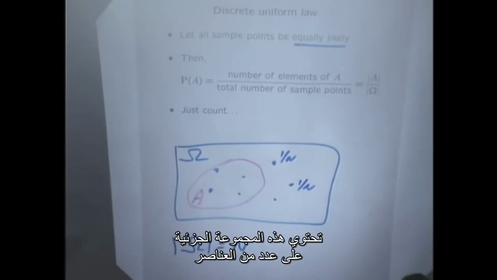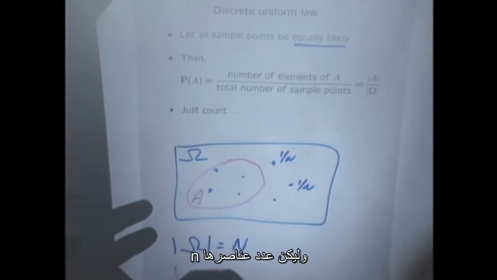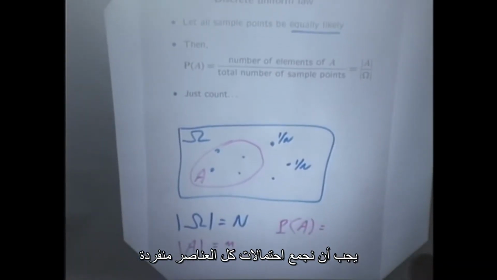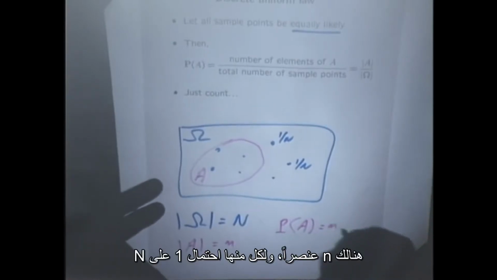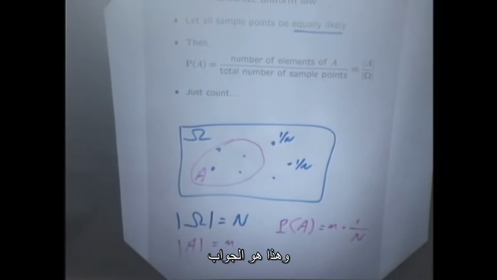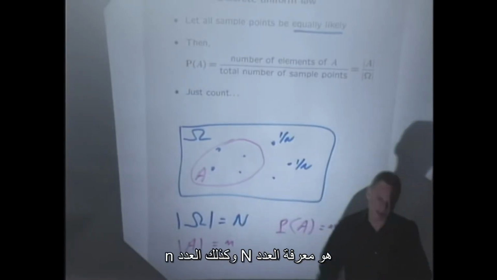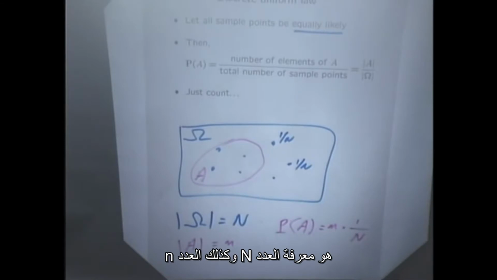Then we're interested in a subset of the sample space, call it A, and let the cardinality of that subset be equal to little n. To find the probability of that set, all we need to do is add the probabilities of the individual elements. There are little n elements, and each one has probability 1 over capital N. And that's the answer. So to solve problems in this context, all we need to be able to do is figure out the number capital N and the number little n.